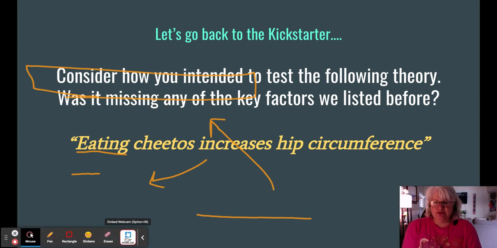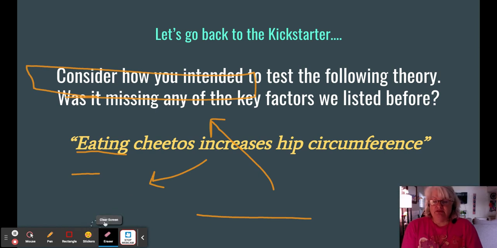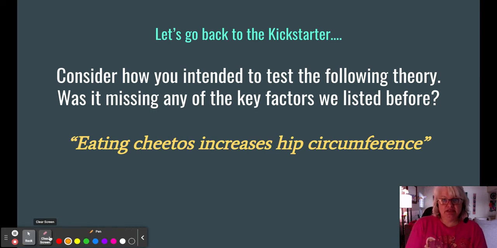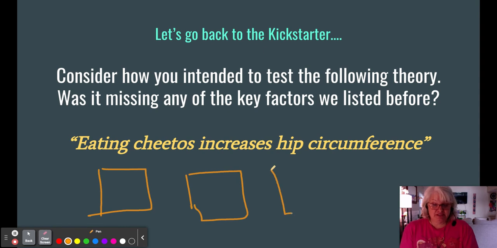All right, let's go back to our question. If you remember, I said, how would you test this? So eating Cheetos increases hip circumference. Or if I put it in an if-then, if you eat more Cheetos, then your hip circumference will increase. So I want you to think about how we could do this. I would probably think you could make a bunch of groups of people and they all eat different amounts of Cheetos, right? And then you're going to measure their hip circumference.